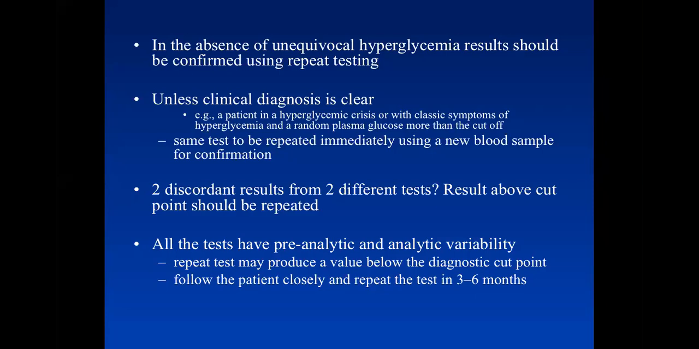It's like if you did the HbA1c before, the repeat testing should also be HbA1c, using a new blood sample to confirm whether the patient has hyperglycemia. Okay, do not use HbA1c and then plasma glucose. So it has to be the same test if possible.